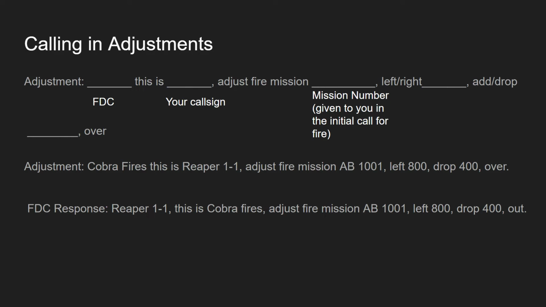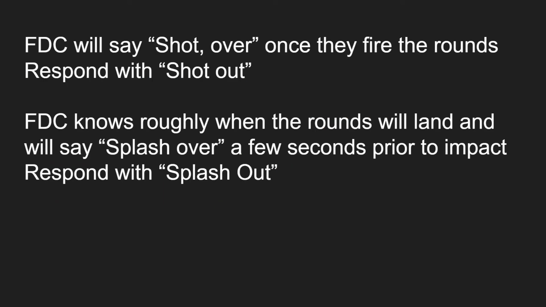To call in our adjustments, the observer says, "Cobra Fires, this is Reaper 1-1, adjust fire, target mission Alpha Bravo 1001. Left 800, drop 400, over." FDC will respond, "Reaper 1-1, this is Cobra Fires, adjust fire mission Alpha Bravo 1001, left 800, drop 400, out." FDC will then say "shot, over," to which you respond, "shot, out."